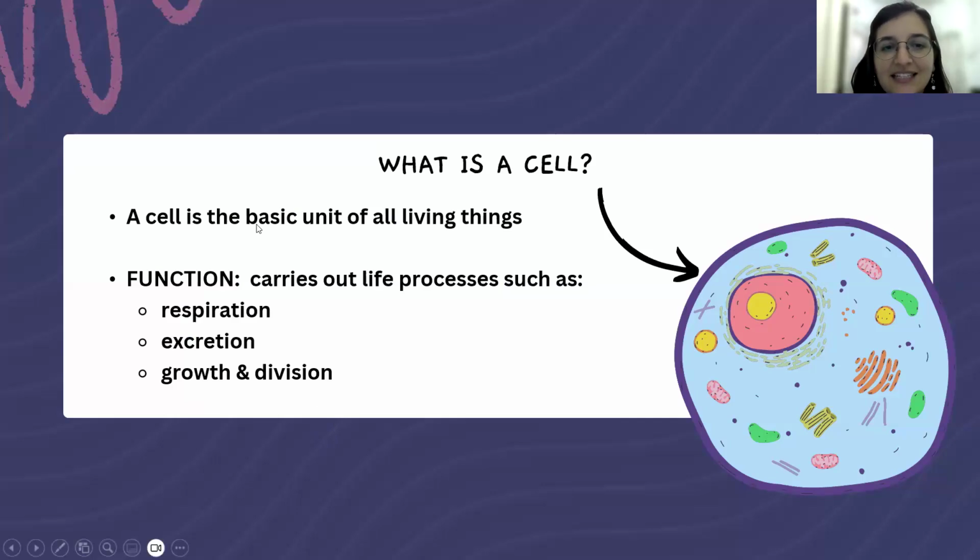The cell is the basic unit of life for all living things. So all living things are made of cells. The structure might be a bit different and the functions of the different things inside the cell might be different, but overall, all living things are made of cells. And what is the function of a cell? So a cell carries out life processes such as respiration, excretion, growth, and division. These are just some of the functions.